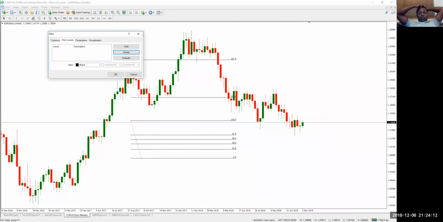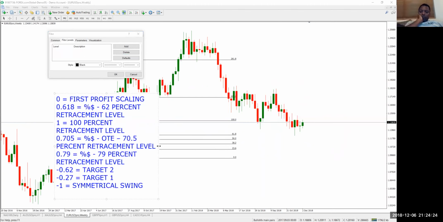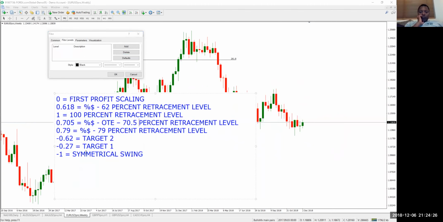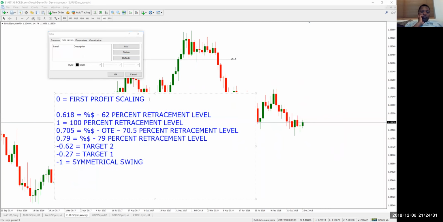So now, let me just copy here. So these are the fib levels that we are going to use. We've got the 0%, the 0 level, which is our first profit scaling, the first target. Once we are using the fib level, this is your first take profit level.